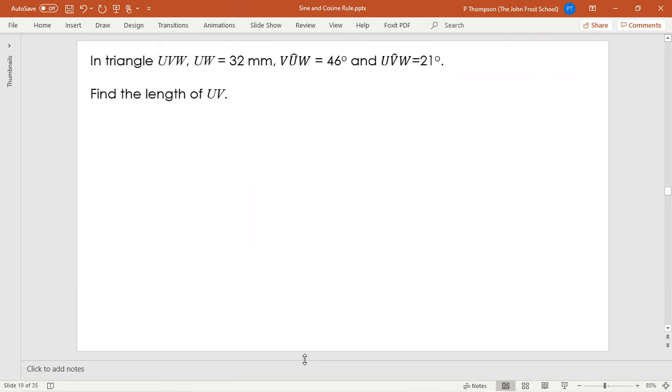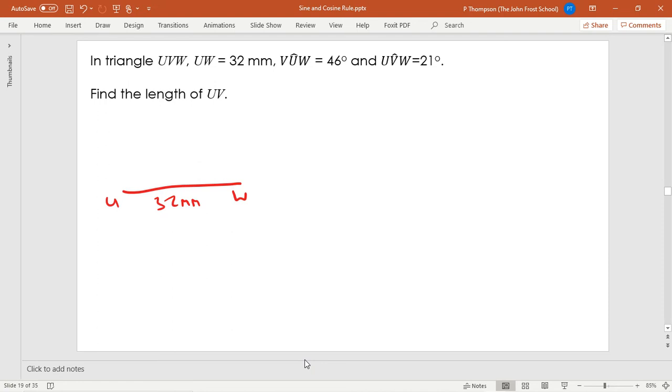Okay, welcome back. I've gone onto a blank slide to give myself a bit more room. So as usual with the checking questions, there's no picture. So we're going to draw a picture, okay? So I'm going to draw UW first, and that's 32 millimeters. It says the angle from V to U to W is 46.